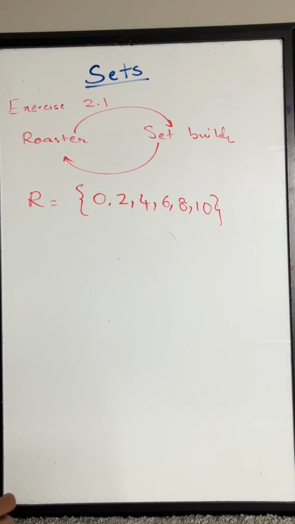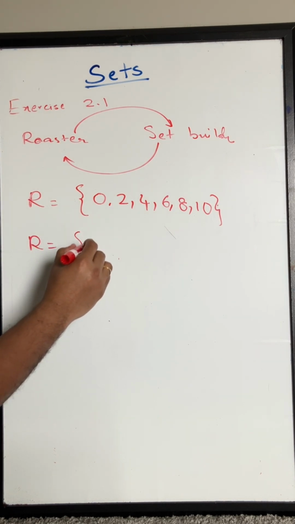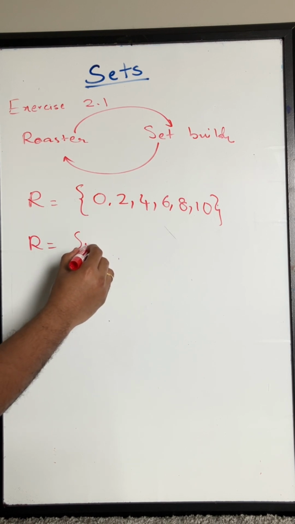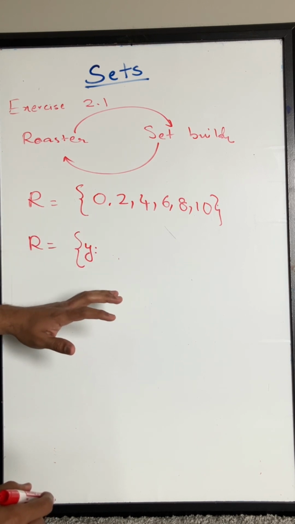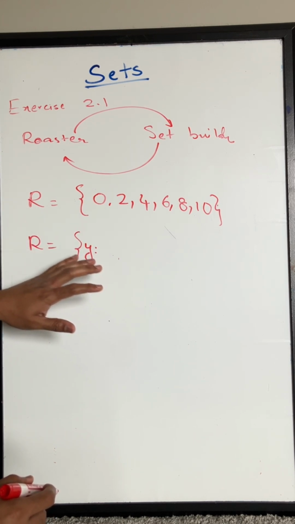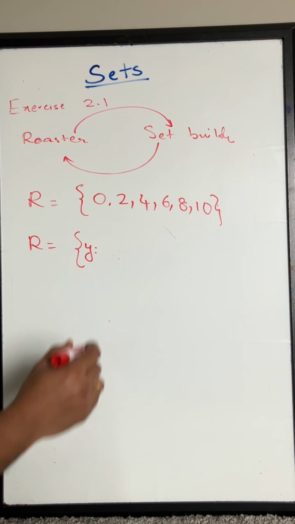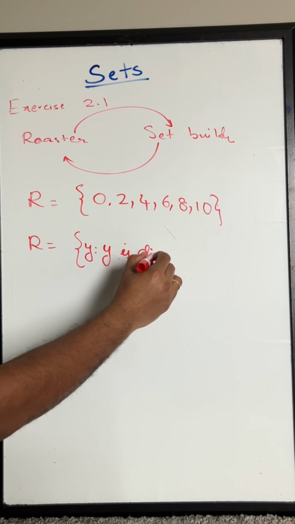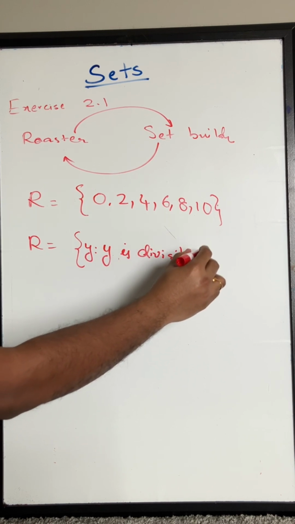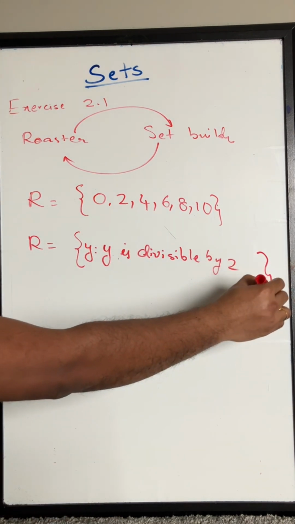If I want to write it in set builder notation, the same R, I can write as the set of all Y, I'll take Y, because people think that you have to write it in x only. No, we can write it any way. The set of all Y such that Y is divisible by 2. If I put only this statement, what will happen?